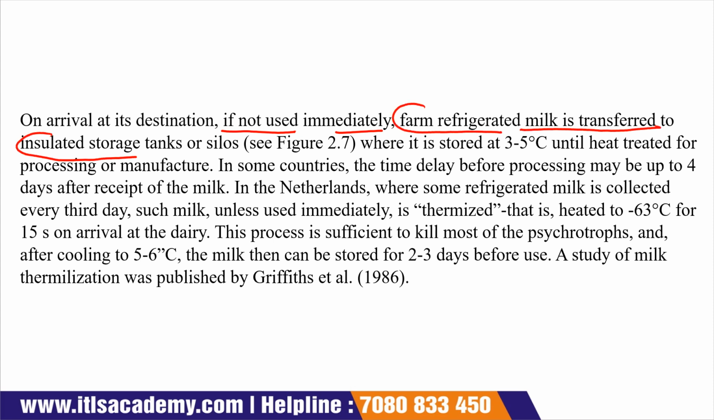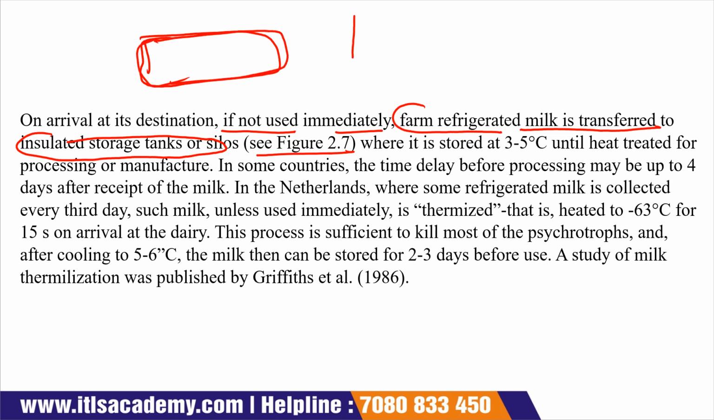On arrival at its destination, if not used immediately, the refrigerated milk is transferred to an insulated storage tank or silos, which will be shown in the next figure. Suppose this is your tanker from which milk is delivered to the dairy industry. Here are the insulated tanks. If the milk is not used immediately, it is transferred from the tanker to the insulated tank, where it is stored at 3 to 5 degrees Celsius until heat treated for processing or manufacturing.